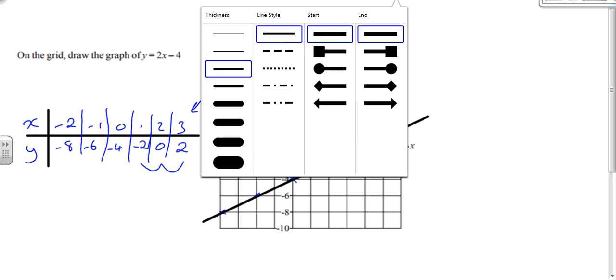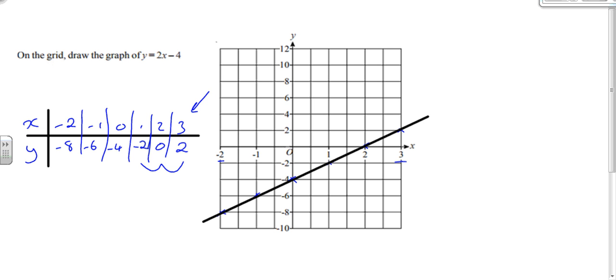Just a quick, not a shortcut, but just a way of checking to see whether or not our answer is correct. This bit on the end, minus 4, is where it goes through the y-axis. So if it goes through the y-axis at minus 4 down here, we've got the answer correct. So if you've got all the homework, well done.